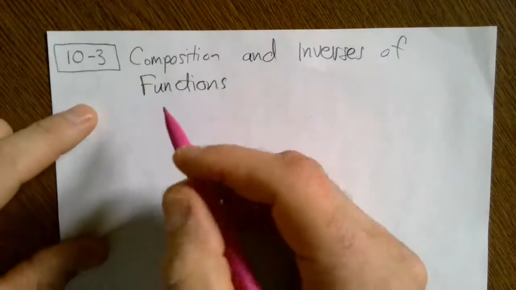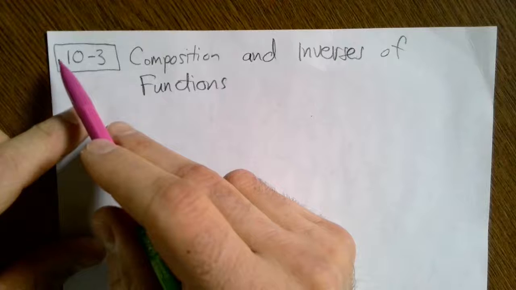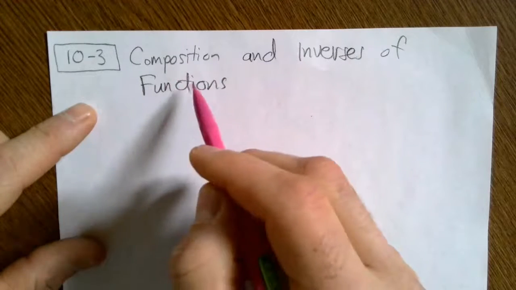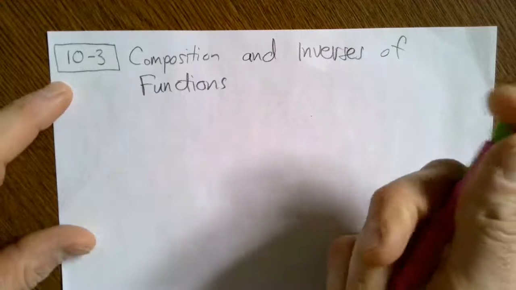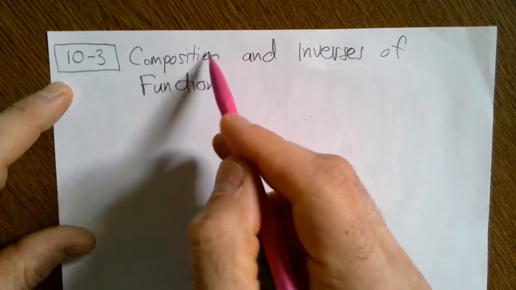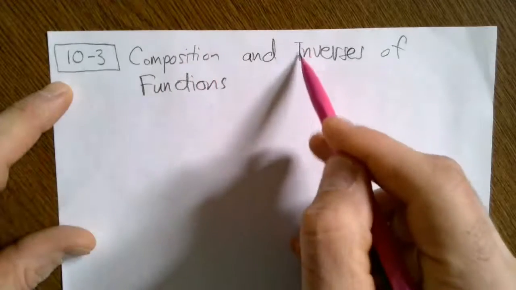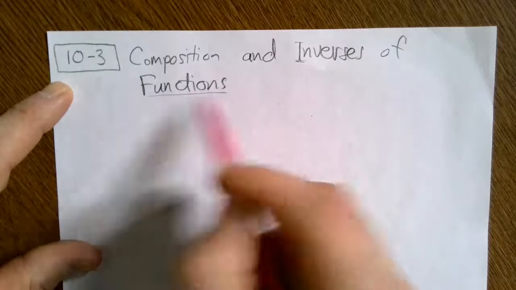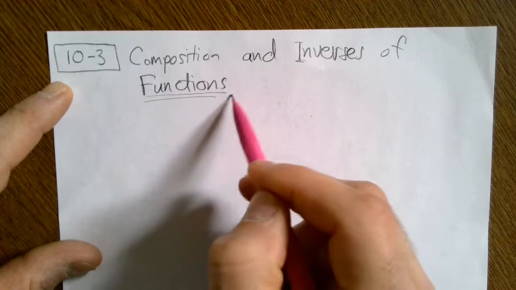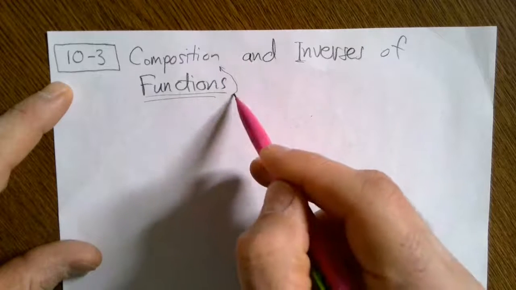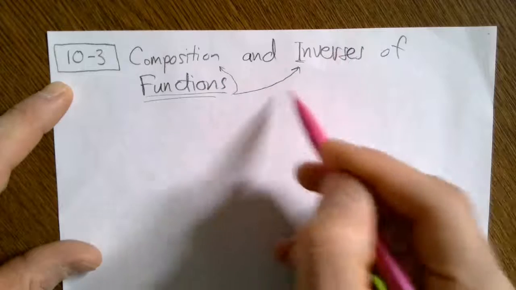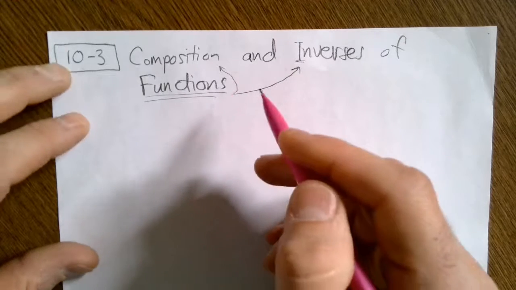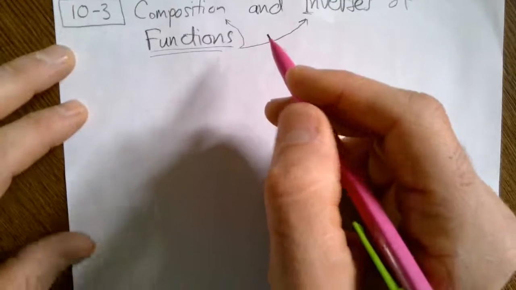Okay, guys, we are on Chapter 10, Lesson 3, Composition and Inverses of Functions. Now, composition means putting together, and inverse means undoing. So what we're going to do is work with functions and put them together, and work with functions and figure out how to undo them, or the inverse of them. Okay, so here's what I mean by putting functions together.